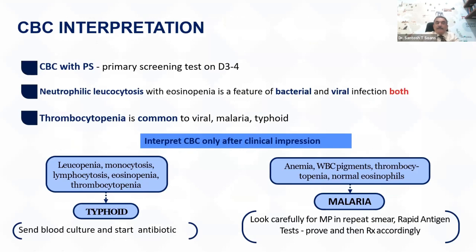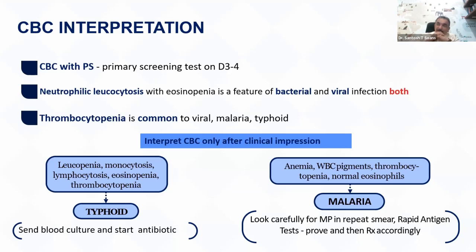Now, CBC interpretation. Usually when you ask for a CBC on day 4 or 5, ask for a peripheral smear. If it shows neutrophilic leukocytosis with eosinopenia, which is a sign of either bacterial or viral infection, looking at day 3 you can make a diagnosis of bacterial infection. Whereas thrombocytopenia is more common with viral, malaria, and typhoid.